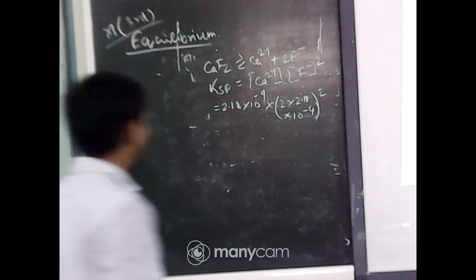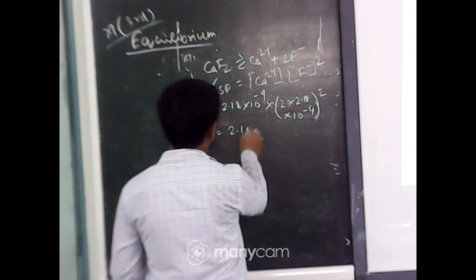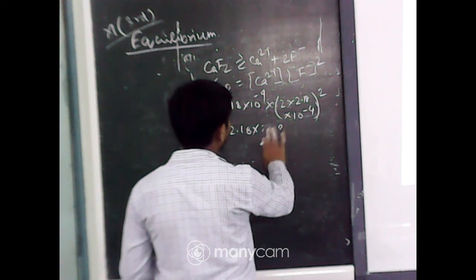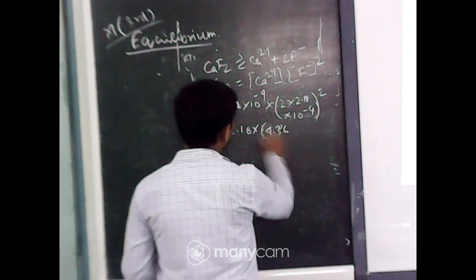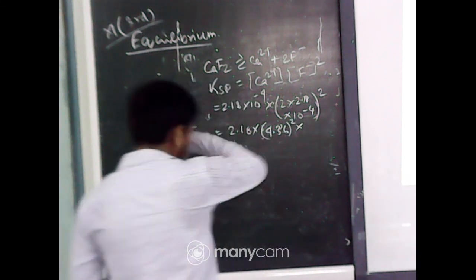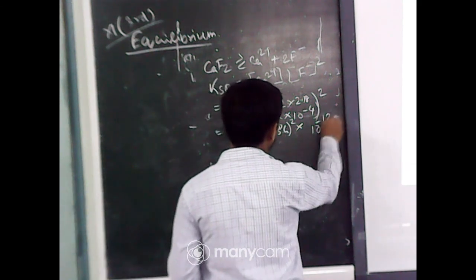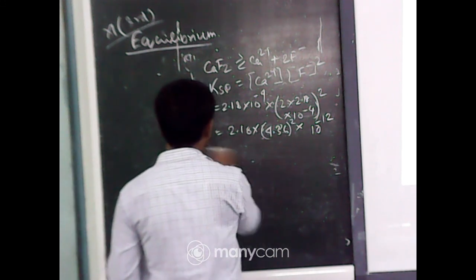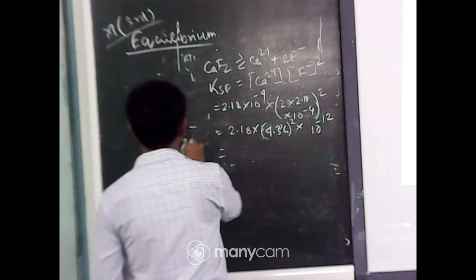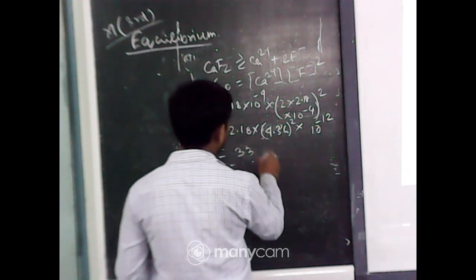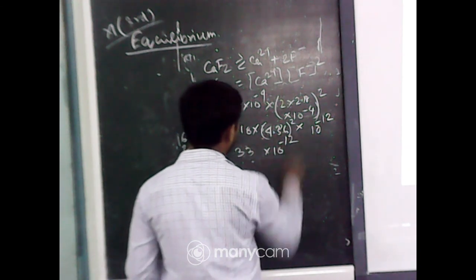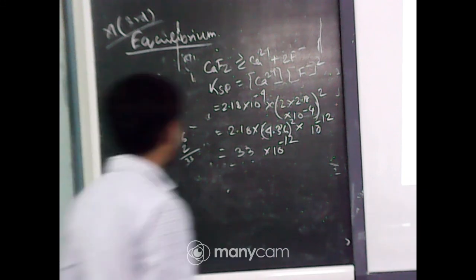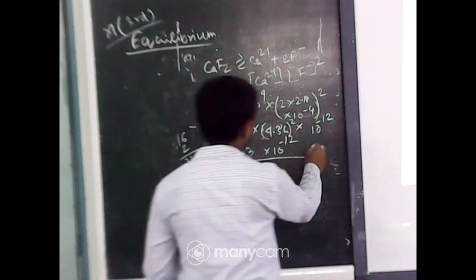It will be 2.18 into 2, that is 4.36, square, into 10 to the power minus 8, into 2.18 into 10 to the power minus 4, that is 10 to the power minus 12. 4.36 squared will be roughly 33 into 10 to the power minus 12. We have to calculate this, then we will get the answer.